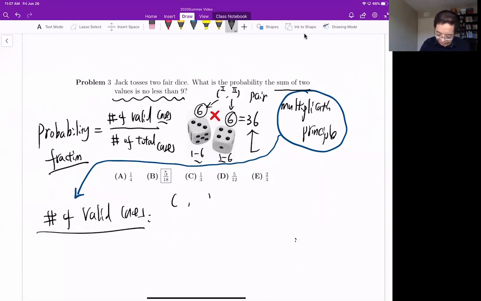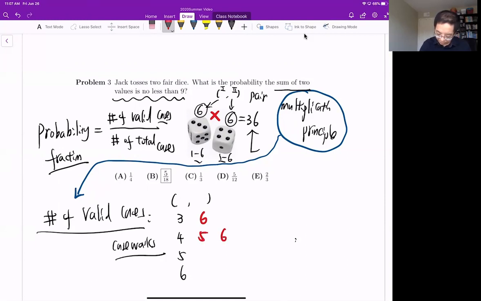So we have the first value, right? I do this so-called casework, where I do different cases depending on the value of the first one. So the first one could be 3, 4, 5, and 6. Now you may wonder, wait, why isn't it 2 and 1? If it's 2 or 1, regardless of how you do it, the sum is not going to be no less than 9, right? Okay, so if it's 3, the second one could be 6. If it's 4, it could be 5 and 6.